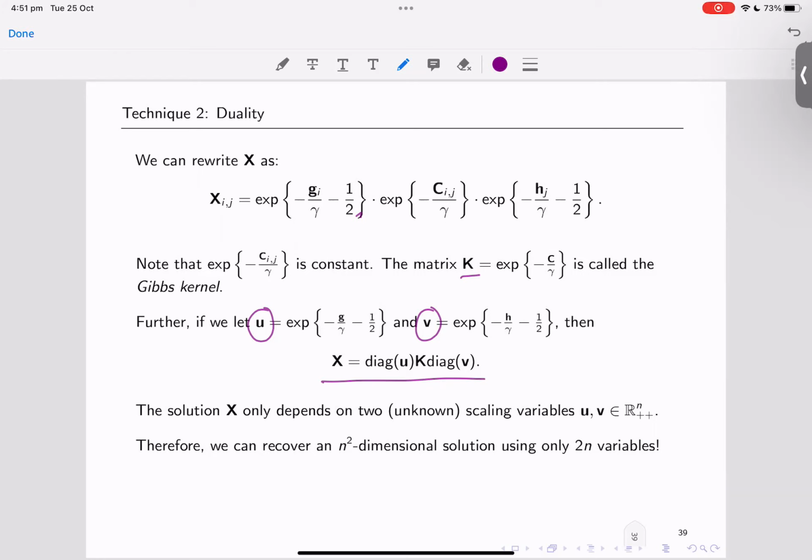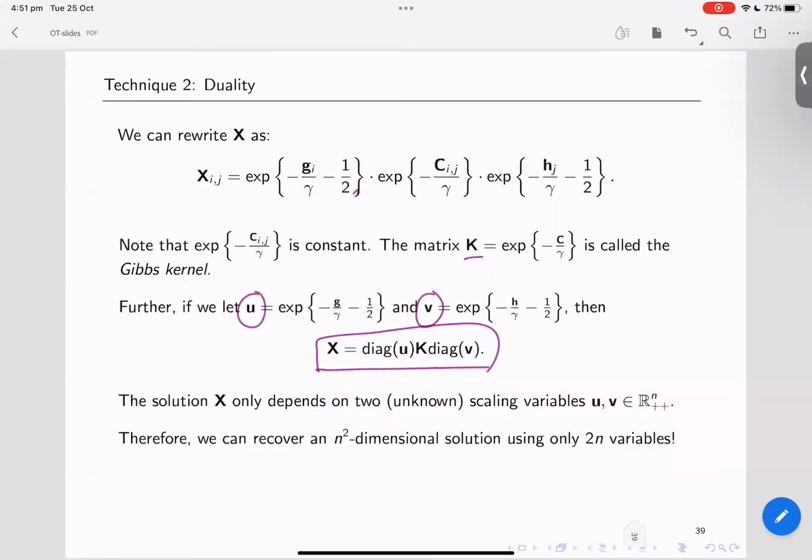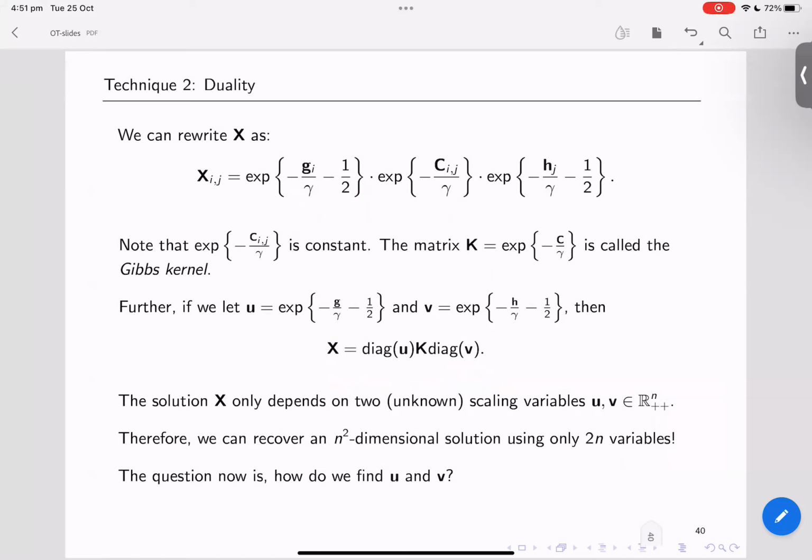So basically all we need to do, well, we know that at optimality, this formula must hold, right? Because we know that the optimal solution should be a saddle point of the Lagrangian, right? So the gradient vanishes at that point. So we know that this formula must hold, right? This equation must hold. So all we need to do is to find the U and the V, and then we can reconstruct the solution next. Okay. So how do we do that? How do we find U and V?